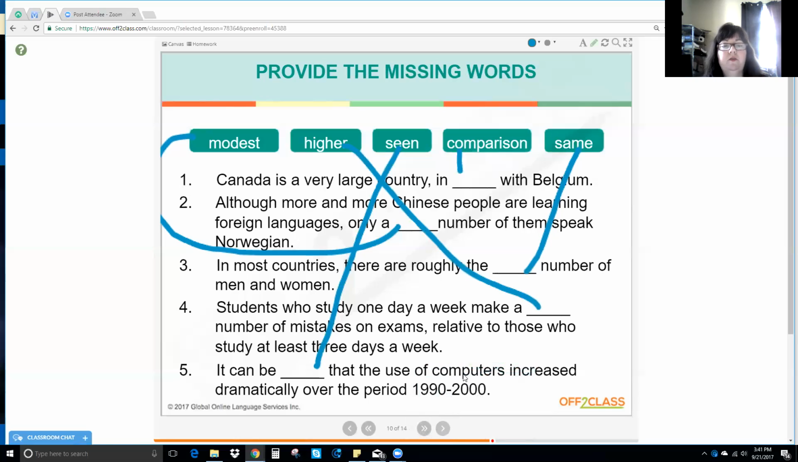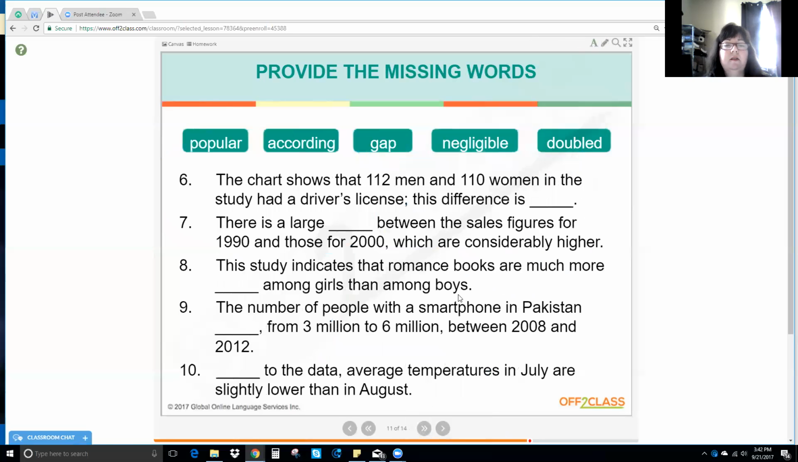Okay, let's move forward. And here we have just some more of the same. This is just 6 through 10. So let's try these. The chart shows that 112 men and 110 men in the study had a driver's license. This difference is what? I can't hear you out there, but hopefully you're saying negligible, minor, minute, tiny.